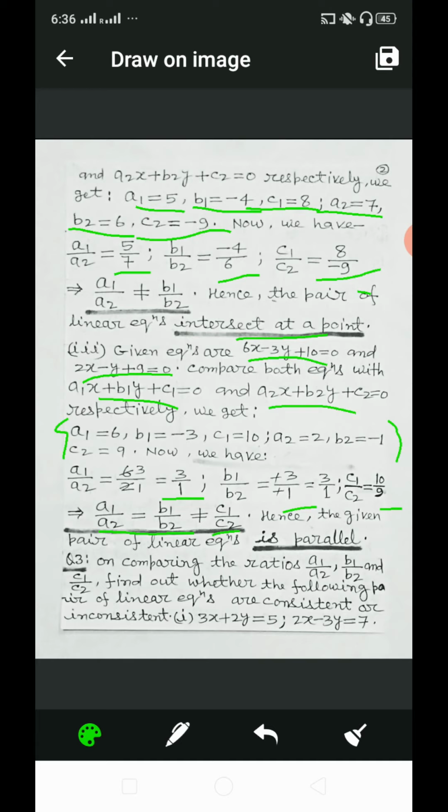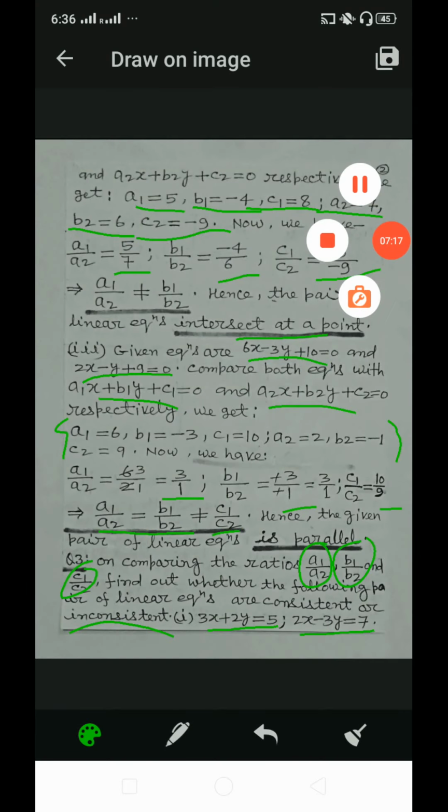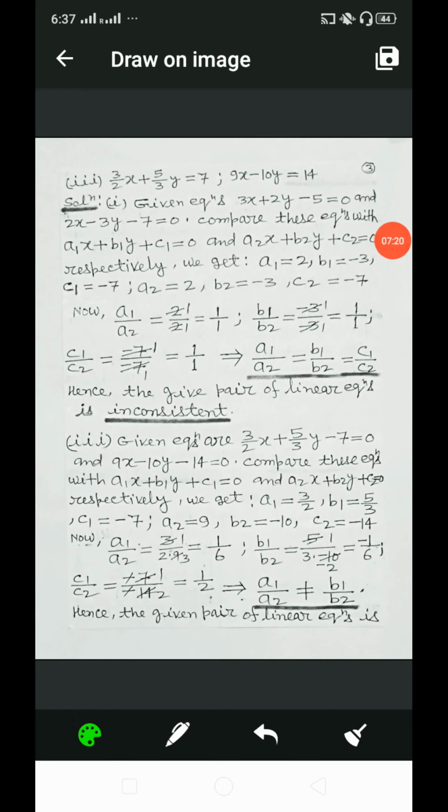Question number 3. On comparing the ratios a1 by a2, b1 by b2 and c1 by c2, find out whether the following pairs of linear equations are consistent or inconsistent. First, 3x plus 2y is equal to 5 and 2x minus 3y equal to 7. Third, 3 by 2 x plus 5 by 3 y equal to 7 and 9x minus 10y equal to 14.